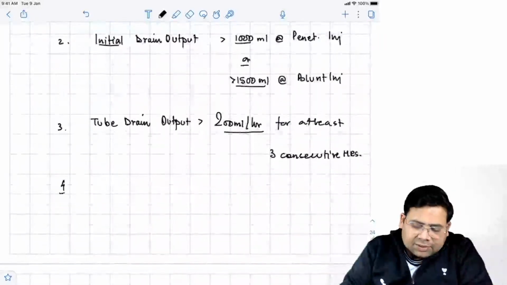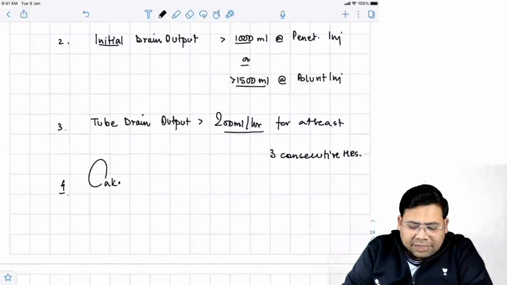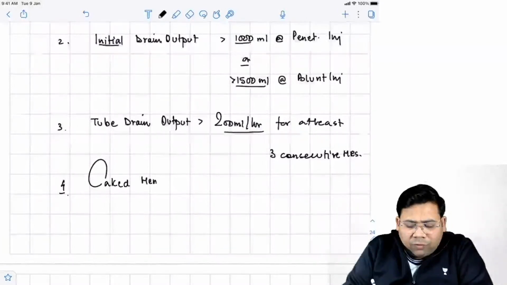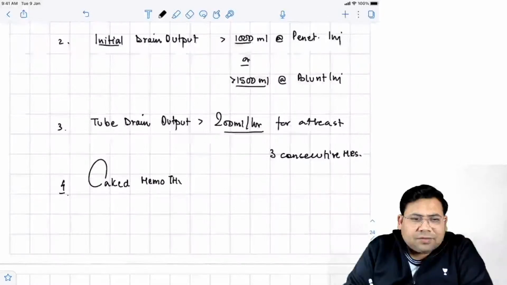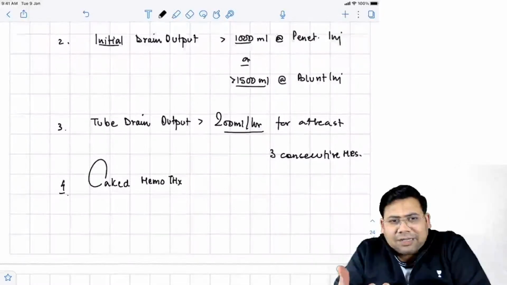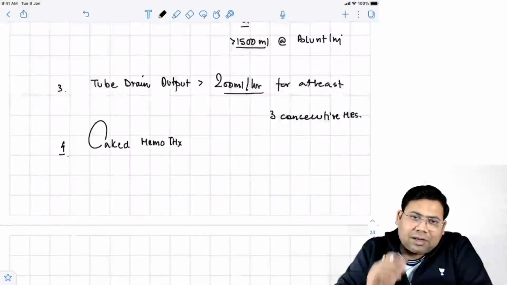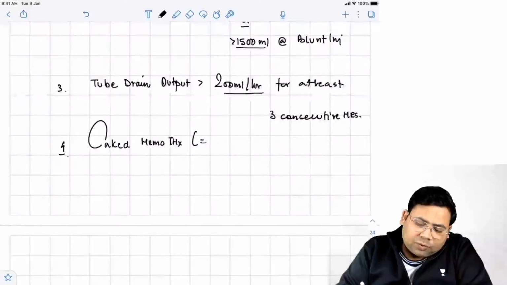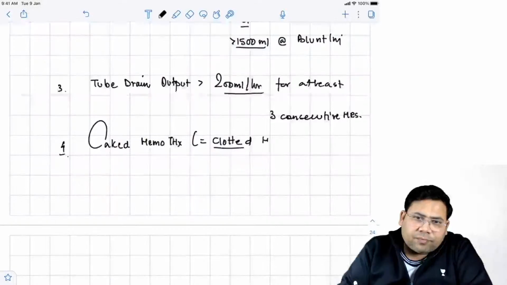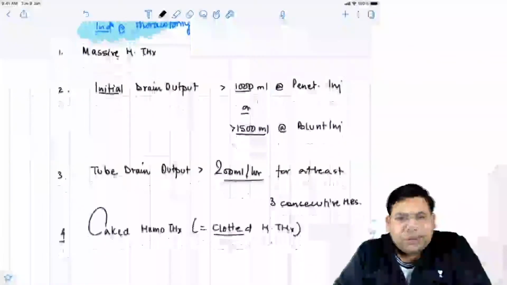The fourth is a scenario which is known as a caked hemothorax. What do you mean by caked hemothorax? Answer is, a clotted hemothorax. A caked hemothorax is a clotted hemothorax. So if the hemothorax is clotted, then you should be avoiding tube drainage alone.